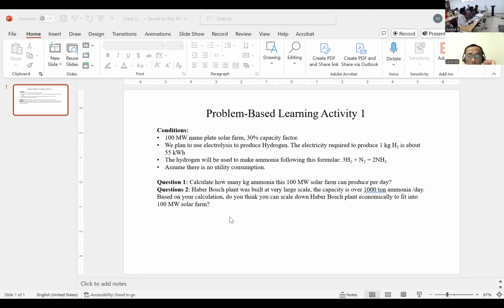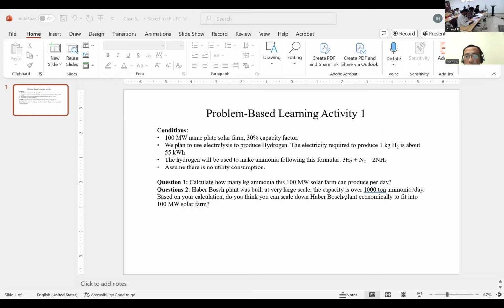Okay, question number one. I want everybody to do a quick calculation. Calculate how many kg of ammonia this 100 megawatt solar farm can produce in 1 day. The time is 1 day, 24 hours. Then question two: a Haber-Bosch plant was built at a very large scale.